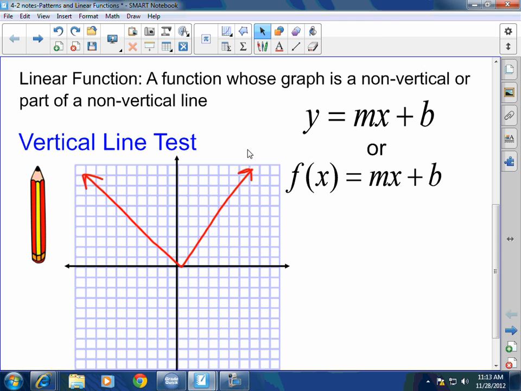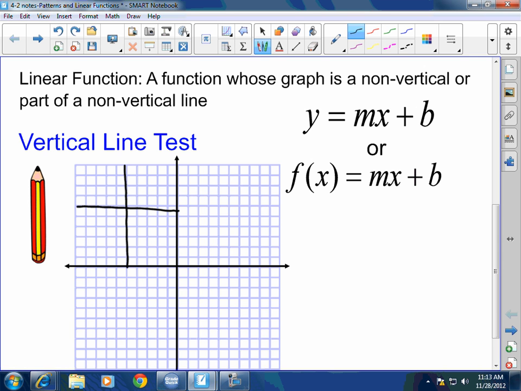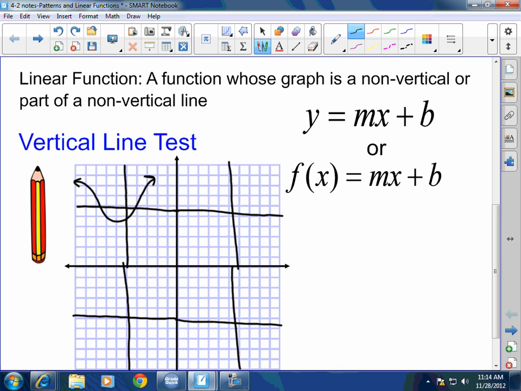So for example, if I had just a bunch of little mini graphs here, let's just put some mini graphs just so I can show you. Okay? Is this a function? Yes, it passes the vertical line test. Is this a function? No, because right here you have 1, 2, 3 different y values.